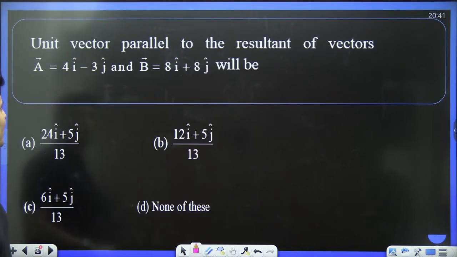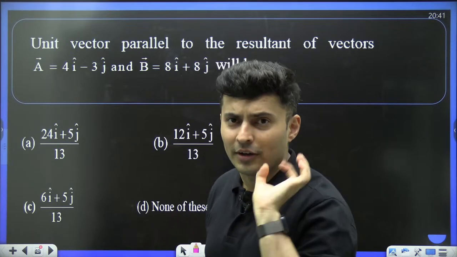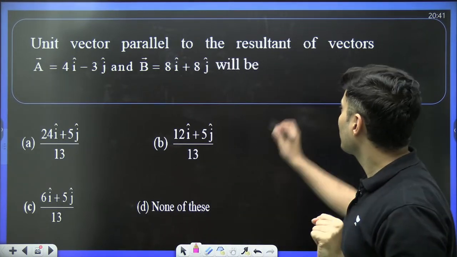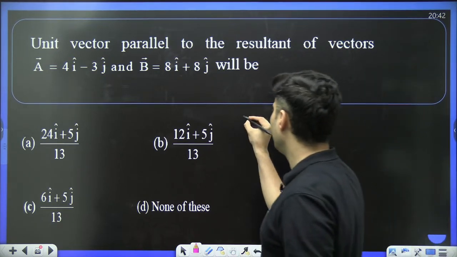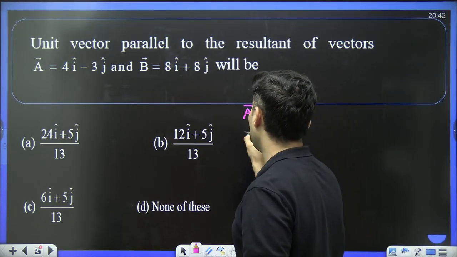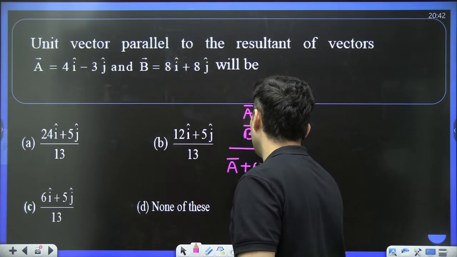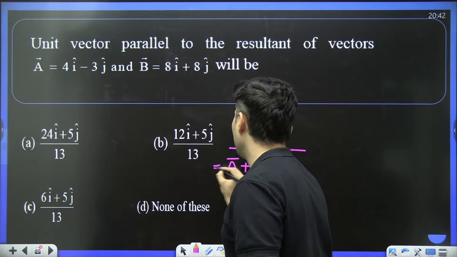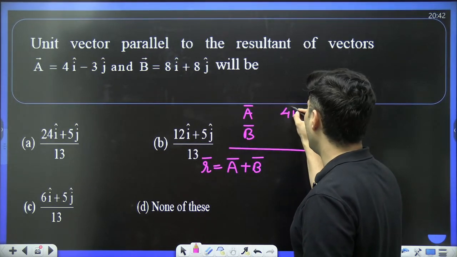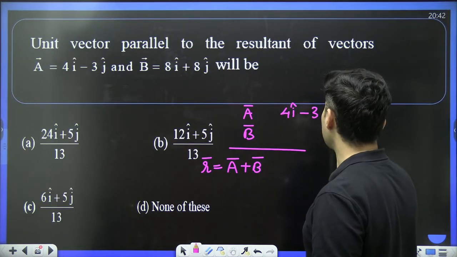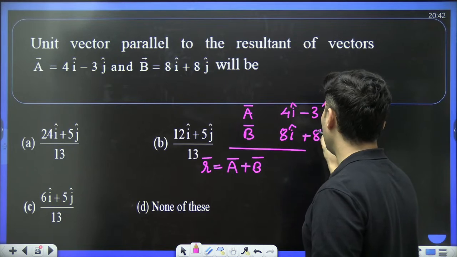Moving on to the next question. Unit vector parallel along, same thing. Resultant of two vectors will be how much? First find what is the resultant. So A bar and B bar's resultant. So that will be A bar plus B bar. This I will call the resultant. So A is basically 4i minus 3j. B is basically 8i plus 8j.